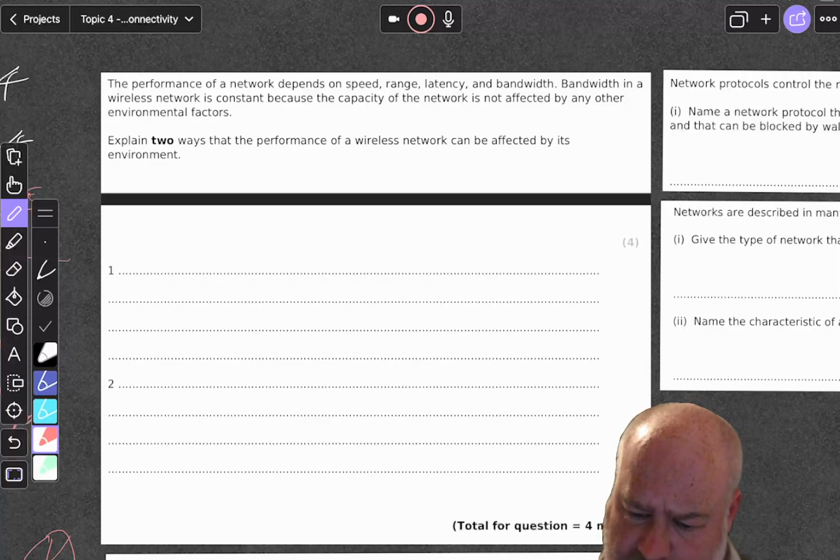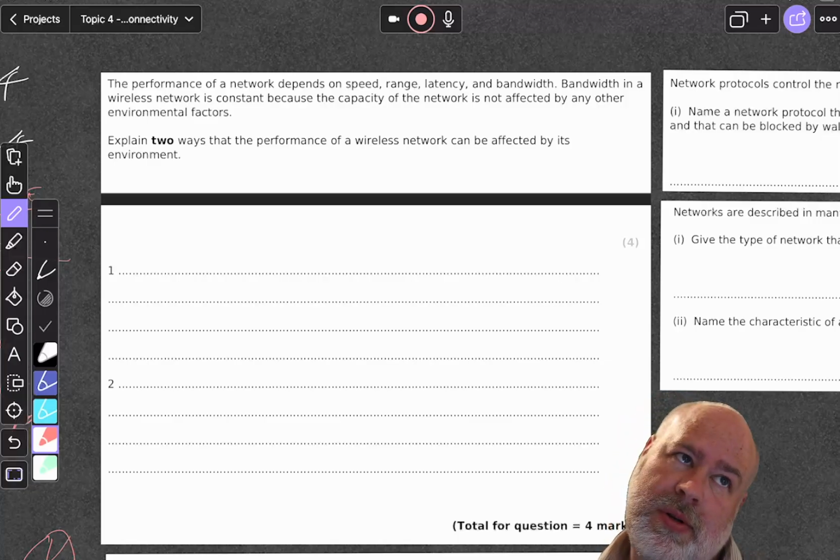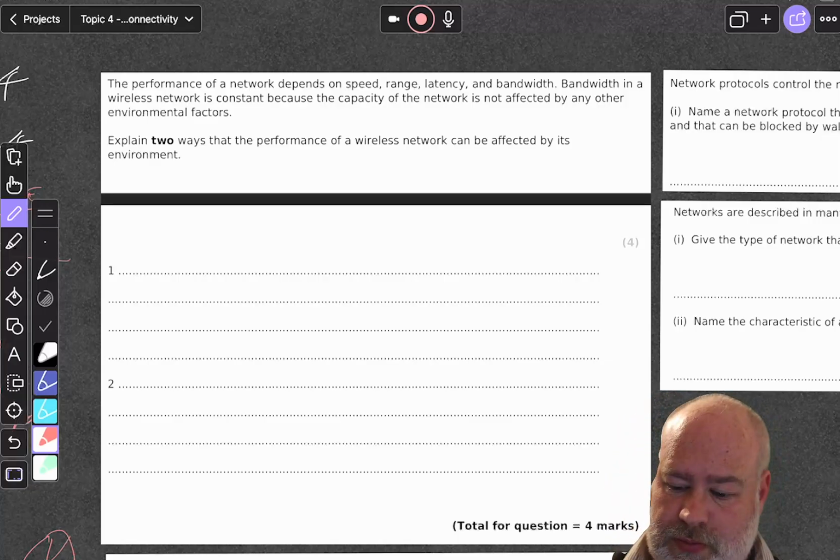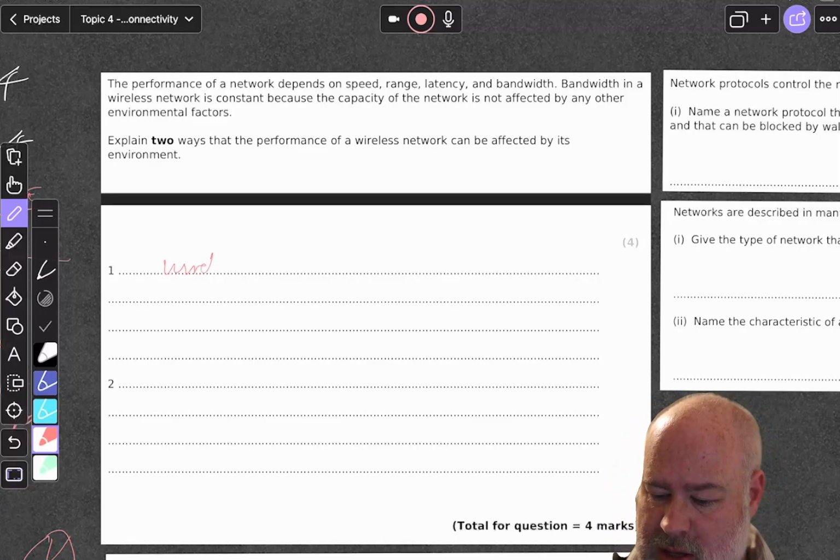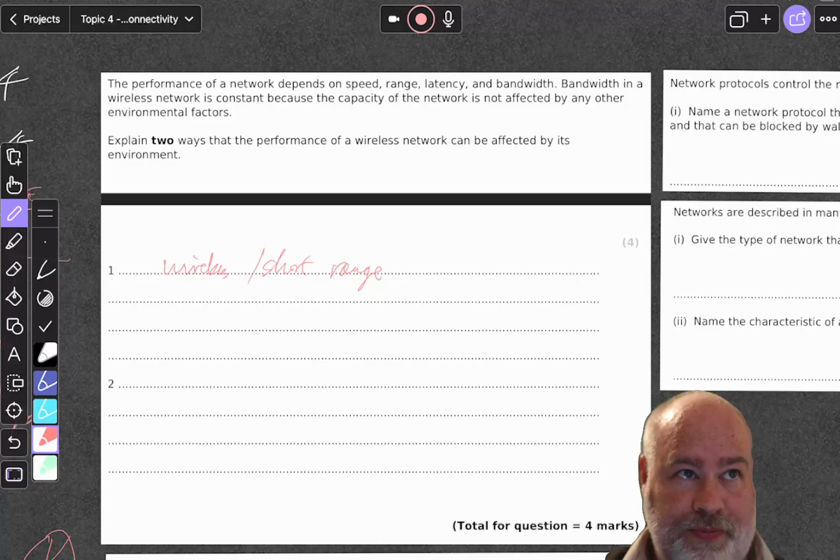In a wireless environment, the network is consistent because the capacity of the network is not affected by other environmental factors. Explain 2 ways the performance of a wireless network can be affected by its environment. Well, keep this simple. So wireless, short range. I think that'll give you a mark.